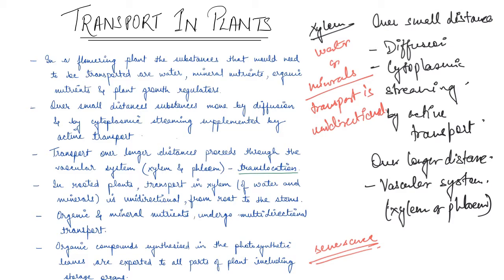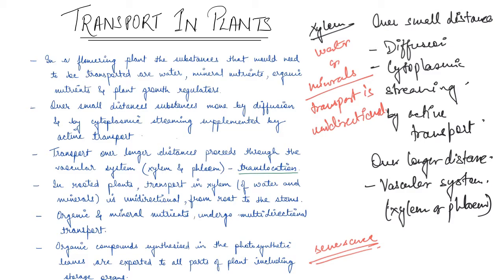So apart from that, we have hormones or plant growth regulators that are transported to all the areas where they're required. So there are hormones, there are different plant growth regulators, there are chemical stimuli. Those are also transported in small amounts, right? And those are transported in a strictly polarized or unidirectional manner from where they are synthesized to the part where they are required, right?